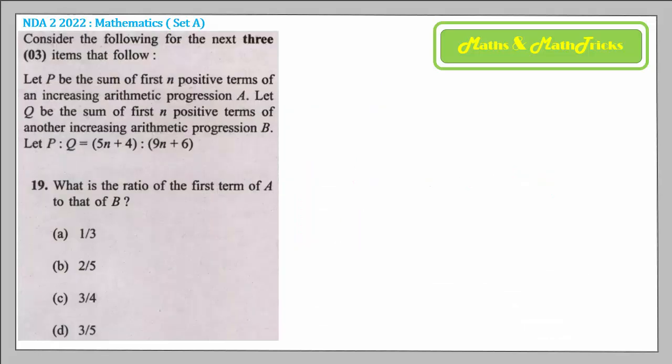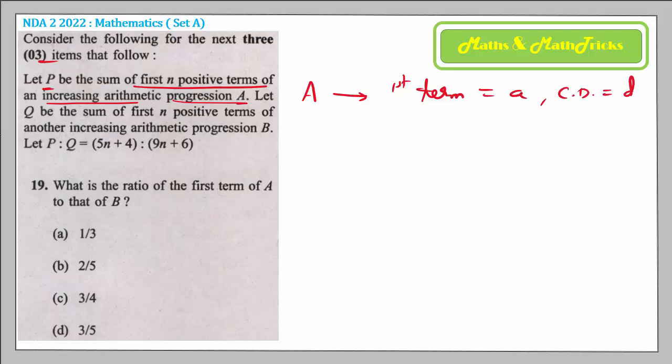Coming on to the next question again, and now this question is a paragraph where you have to answer 3 items. This is the info: there is a P, which is the sum of the first n positive terms of an increasing arithmetic progression A. So let us say for this progression A, the first term is small a and the common difference is small d, and there is another Q, which is the sum of the first n positive terms of another increasing arithmetic progression B. For this I am taking the first term to be b and the common difference to be d dash.